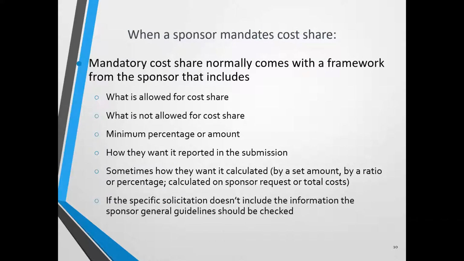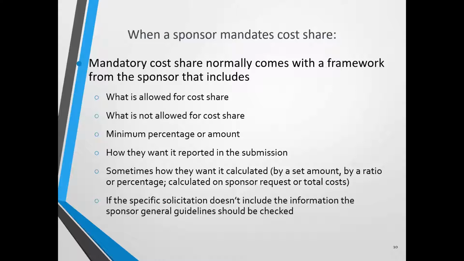So when a sponsor requires that you provide cost share, usually they'll give you some information in the solicitation about what that package needs to include. Sometimes they'll tell you what's allowed or not allowed. They'll give you a minimum percentage or amount that you have to meet or a ratio. They'll tell you how they want it reported in the submission sometimes. They'll tell you how they want it calculated. And usually that is by either a set amount or a ratio or percentage.